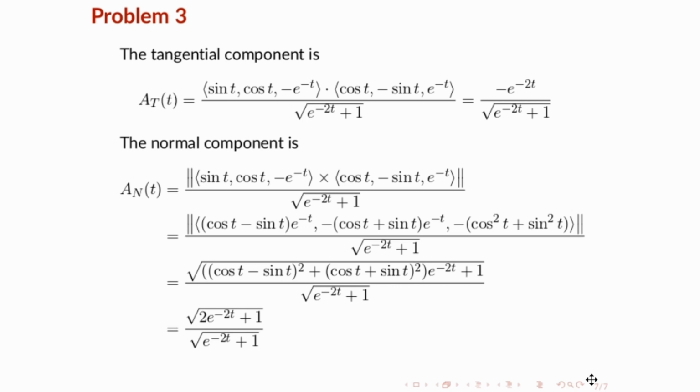And once again, cosine squared t plus sine squared t is going to equal 1. And because we have 2 of those, we just simply multiply the e to the power of negative 2t by 2. Which leaves us with the square root of 2 times e to the negative 2t plus 1 all over the square root of e to the negative 2t plus 1, which, as we've established before, is the magnitude of our velocity component. And that's all the 3 practice problems solved.